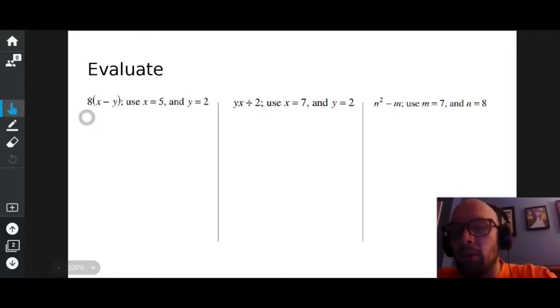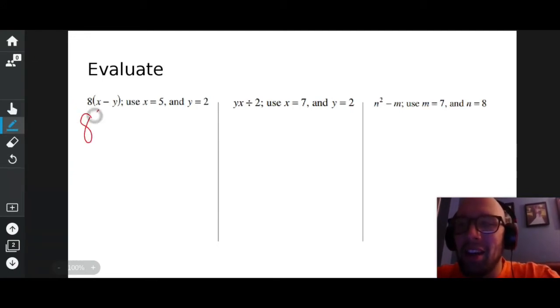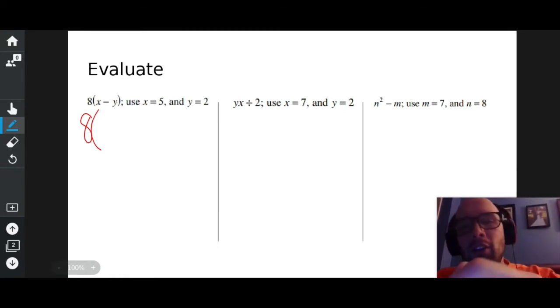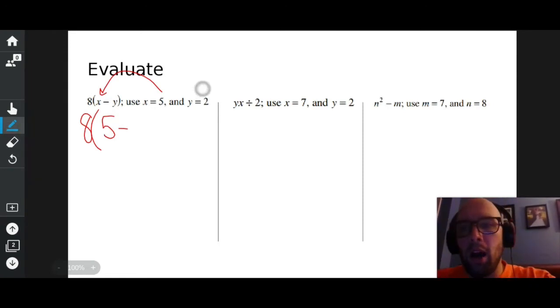I have eight. I do this all the time. I have eight. I have x minus y. What's x? Oh, x is 5. So instead of x, put 5. 5 minus y. Well, instead of y, put 2.